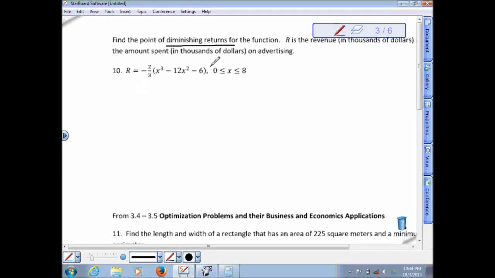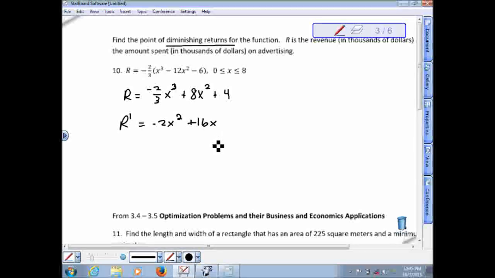So what we need to do is find the second derivative of this. I'm just going to simplify this. So this is negative 2/3 x to the third, and then negative 2/3 times negative 12 is going to be positive. 3 goes into 12 4 times, 2 times 4 is 8, so this is 8x squared, and then 2/3 of 6. How many thirds are there in 6? That's one way you could think about it. Or 3 goes into 6 twice, times 2 is 4, so this is plus 4. So this is what R is equal to. R prime then is negative 2x squared plus 16x. And the second derivative is negative 4x plus 16.